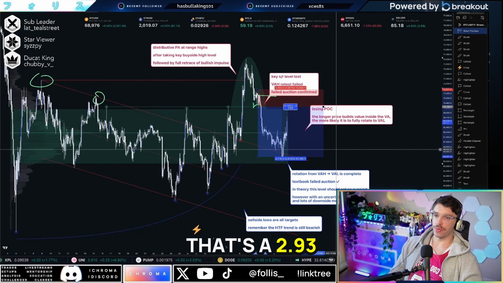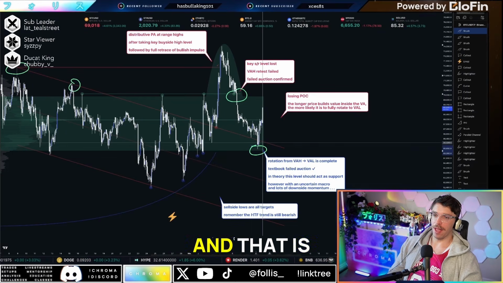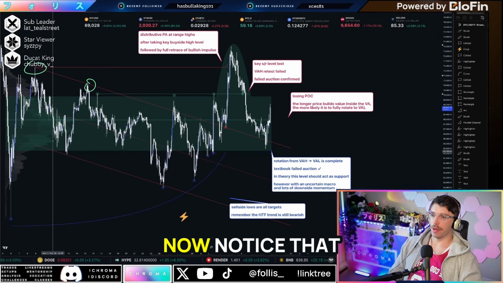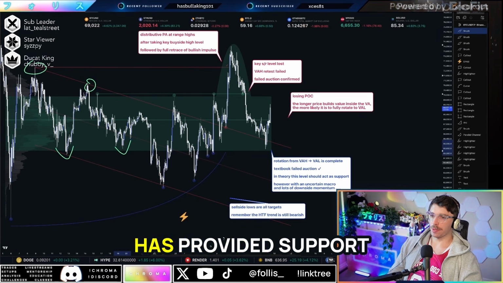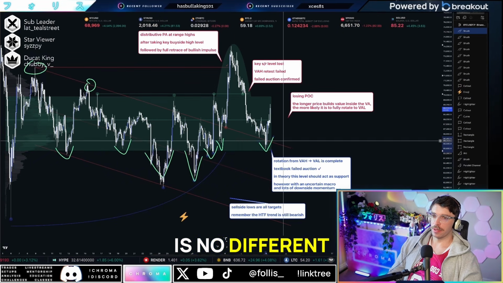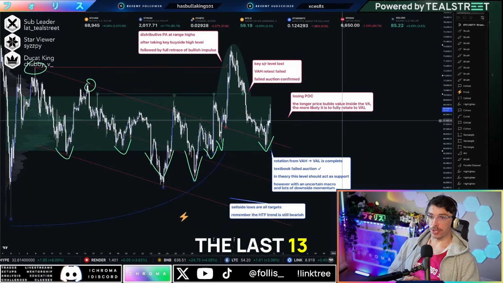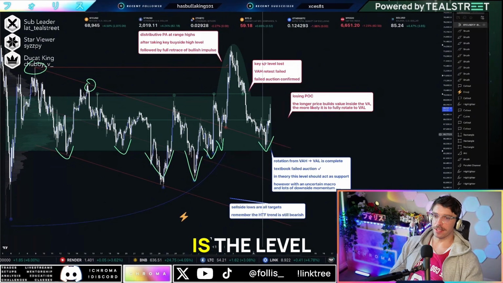That's a 2.93-hour trade right there. The rotation we got went from VAH all the way to VAL, and that is exactly where we're bouncing from now. Notice that VAL has provided support in the past, and this time is no different. Bouncing 5% over the last 13-14 hours.